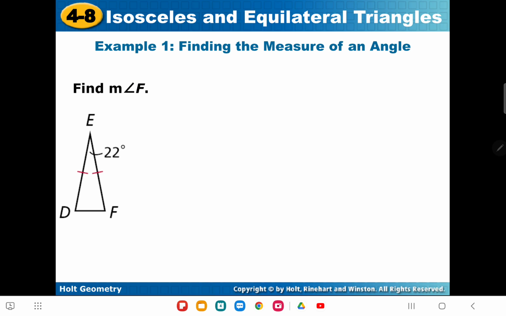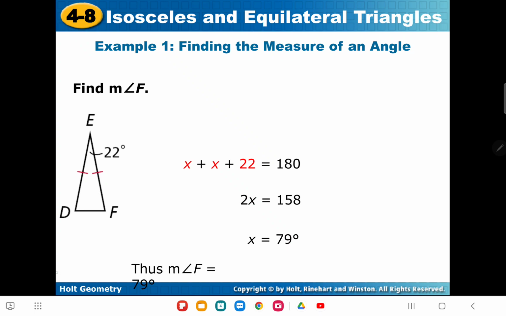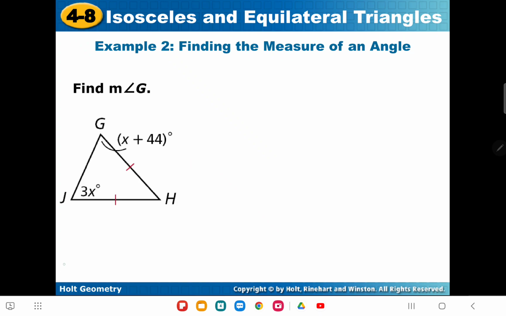So in our first example, we're going to find the measure of an angle. We're given that angle E has a measure of 22 degrees. We want to find the measure of angle F. Of course, we know because triangle DEF is isosceles, that angles D and F must be congruent. That is, they have the same measure. So my strategy is going to be pretty easy here. I have two unknowns. They're both the same value. x plus x plus 22 equals 180. 2x is 158, and therefore x is 79. Therefore, the measure of angle F is also 79 degrees.